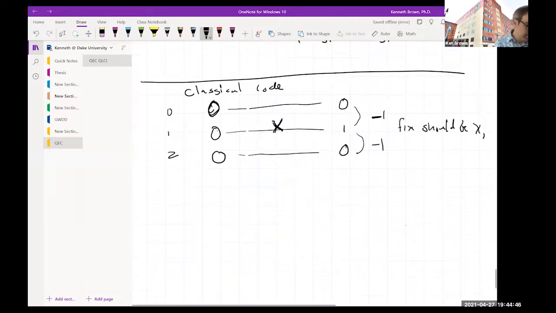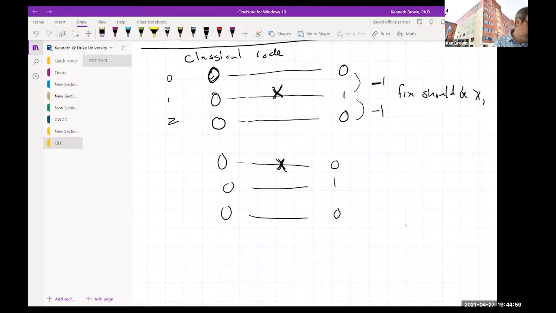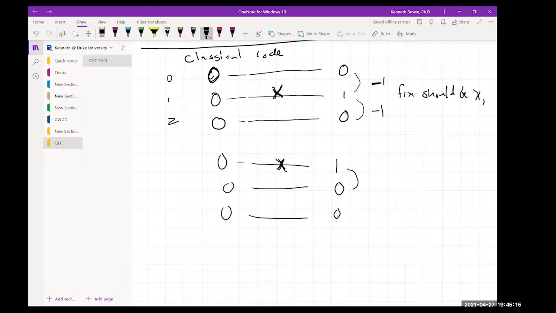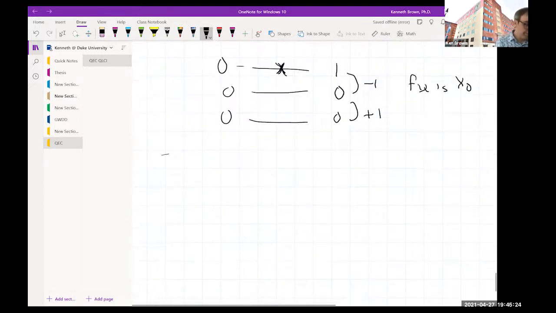Similarly for the classical code, if this X happens here, the parity checks are minus one and plus one, and the fix is X zero. So now in the quantum code, we have these nine qubits.